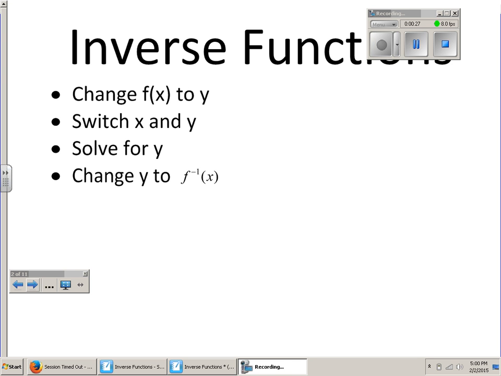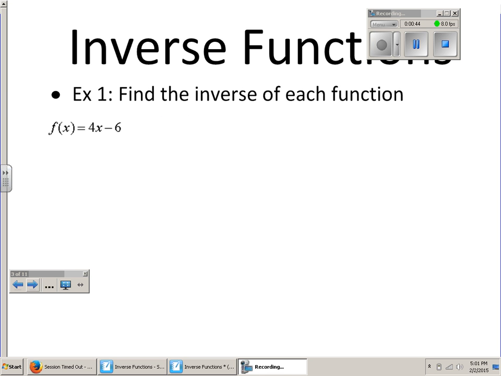Okay, once we've switched that to y, we switch x and y, then we solve for y, then we change y back to f of the inverse of x, or the inverse of g of x, or the inverse of h of x, whichever variable we have. So let's look at a problem.